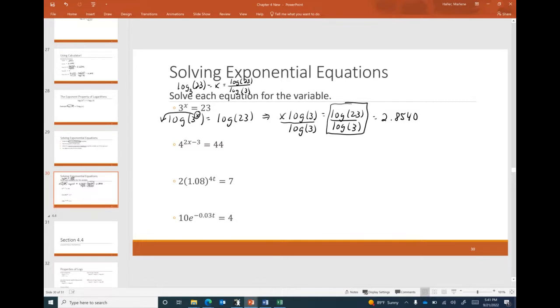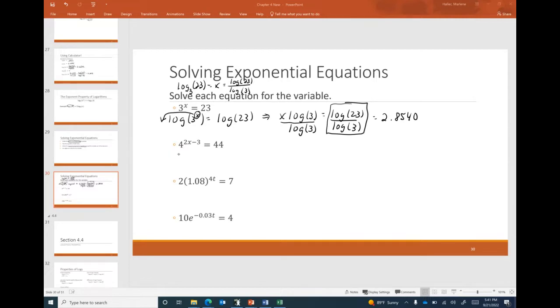Sometimes you have to take the log of both sides, though. Sometimes converting isn't going to work for you. Look at this one here. Here we have this exponential 4 to the 2x minus 3 equals 44. I don't think I want to convert that one over to exponential form. I think the easiest way to solve that one is just going to be to take the log of both sides. Then I can get that whole expression out of that exponent, right?